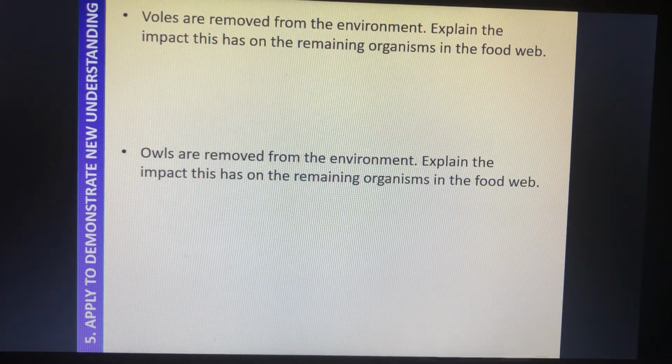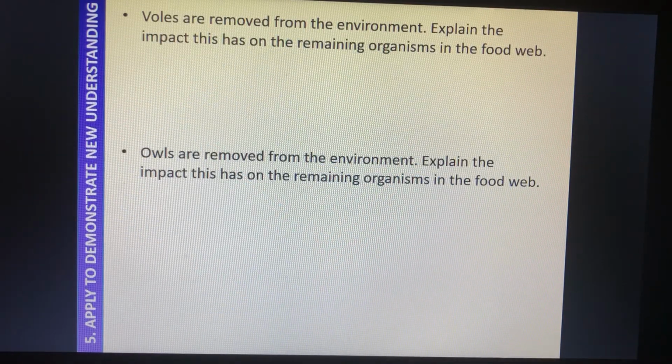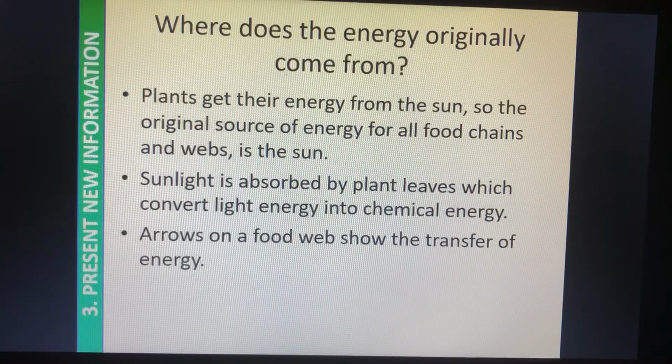Owls are removed from the environment. Explain the impact this has on the remaining organisms. So if the owl is gone, chiffchaff and the blue tit become the apex predators as well as the stoat. So their numbers will increase. They'll start eating more of their food, so the spiders and the moth larvae and the ladybirds, so their numbers will go down, and you can see there's obviously a lot of impacts through that food web. Again, no need to write any notes for those, we're just thinking it through what could be the implication.